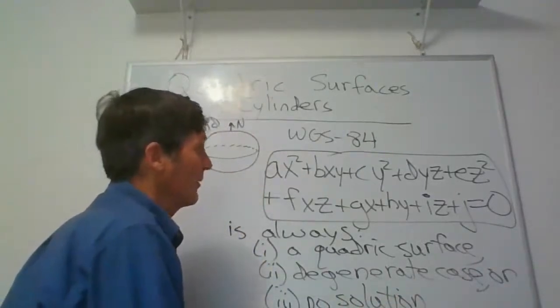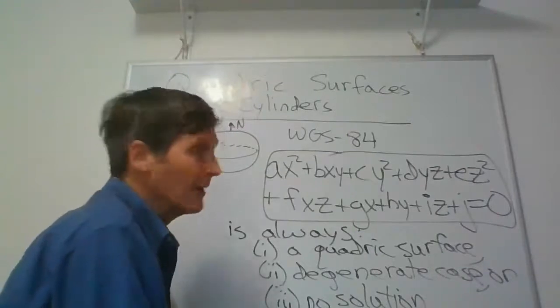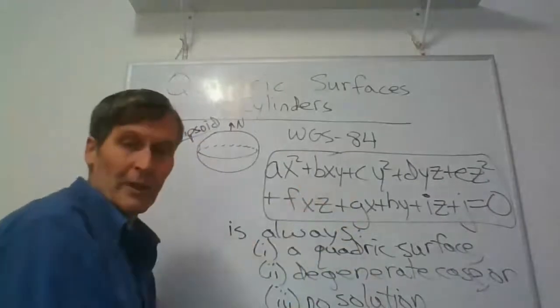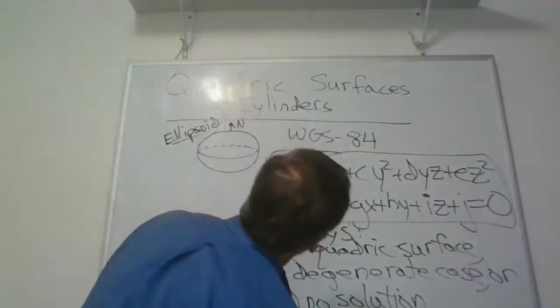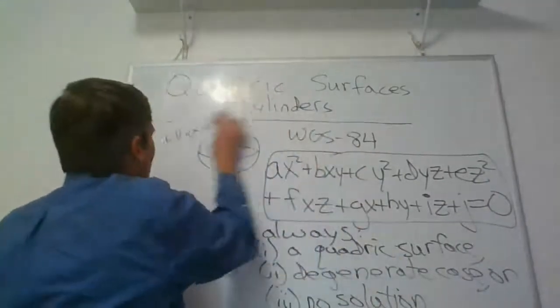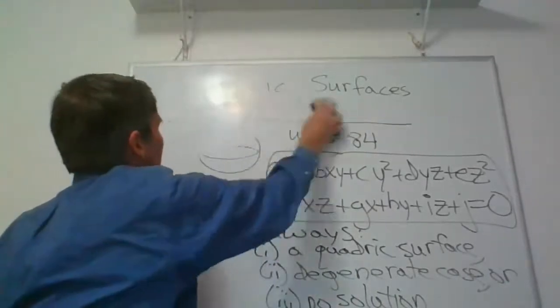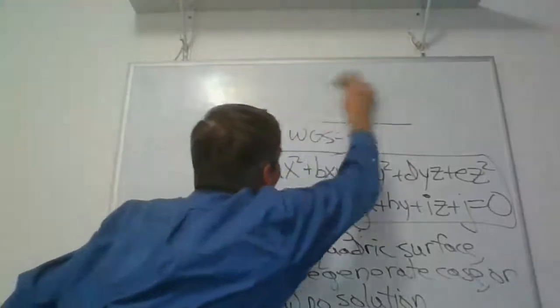Doesn't that sound familiar, like conic sections? It's just one more variable, a surface in three-dimensional space instead of a curve in two-dimensional space that gave us conic sections. So this is just adding one more dimension to what we do with conic sections. All right, so that's the introduction.